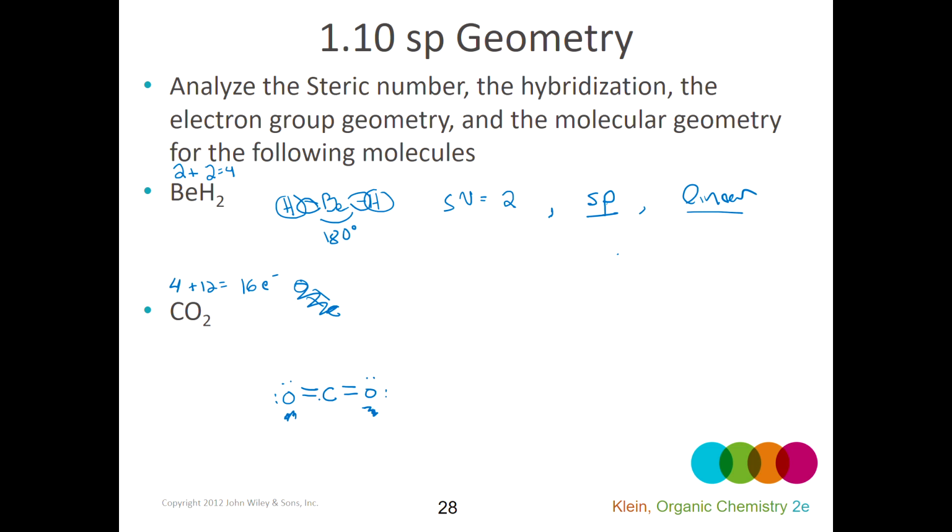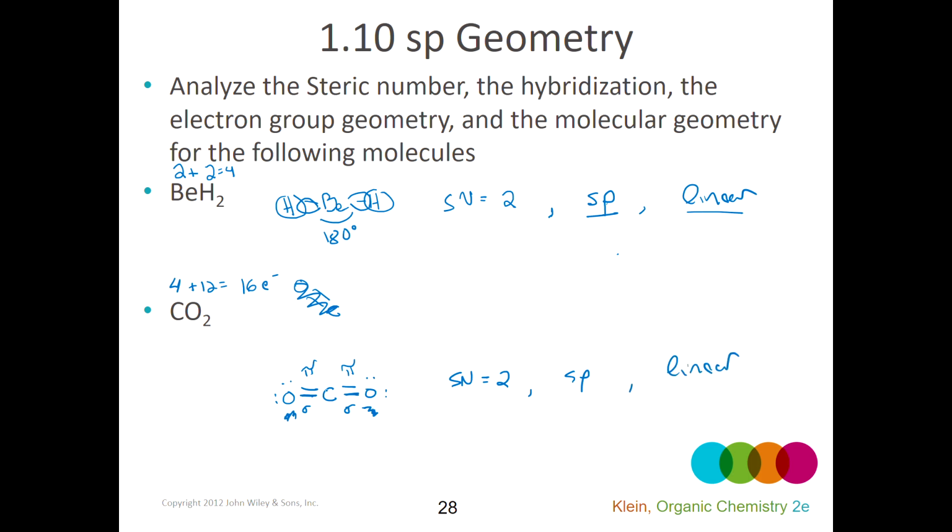When I do, what's the steric number for the carbon? 2. As we said, anytime 2 atoms have a double or triple bond, only one of those bonds can be a sigma bond. So this carbon's got 2 sigma bonds and 2 pi bonds. The steric number is just the sigma bonds plus the lone pairs, so we don't count the pi bonds. So I've got 2 sigma bonds, and then if the steric number is 2, it's going to be sp hybridized, and it's going to be linear.